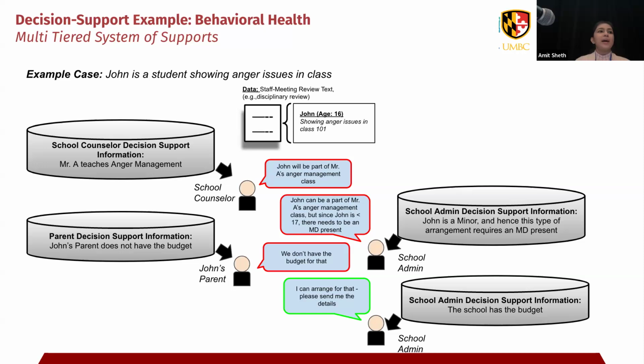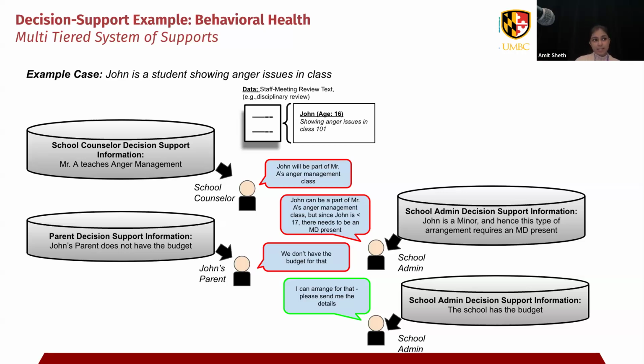That being said, let us look at an example of what happens within the MTSS system. So John is a student who is exhibiting some anger issues in class. The data that we have is, in a staff meeting, we have seen that John, who is a young child of age 16, is showing anger issues. The school counselor has the information that Mr. A teaches an anger management class. So the school counselor decides that we should put John in Mr. A's anger management class. At this point, the school administrator comes and says that, yeah, that's okay.